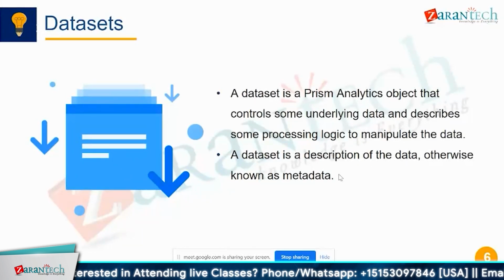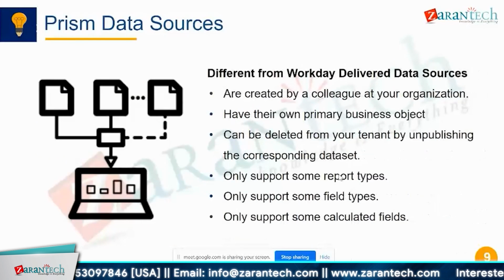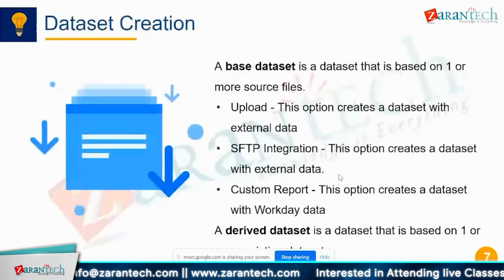Why I'm saying this, because I bring the data sets. We have three types of data set. One, in our terminology, is called BDS. BDS means base data set. Second is DDS, derived data set. And the third and final one is PDS, the Prism data set. Sometimes we also say Prism published data set. So these three are the basic data sets which we can start with.